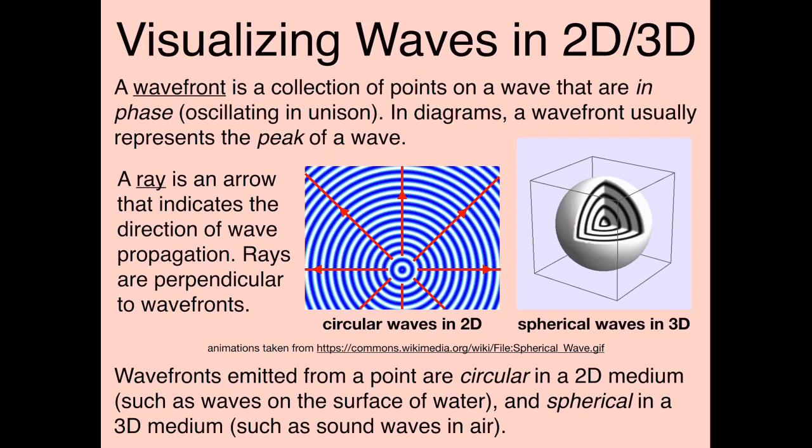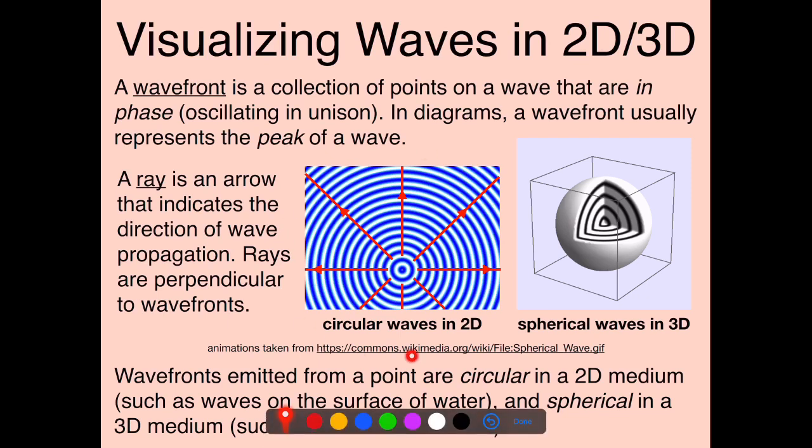So in other words, if I draw a wavefront, all of the points on that wavefront are all hitting the peak of the wave at the same time. Okay? Now, a ray is just an arrow that indicates which way the wave is moving. It indicates the direction of your wave's propagation. Now, one thing that we'll see when we go into the 2 examples here is that the rays are always perpendicular to your wave fronts.